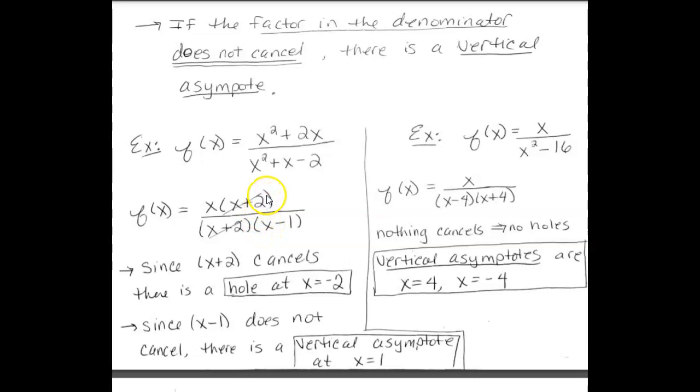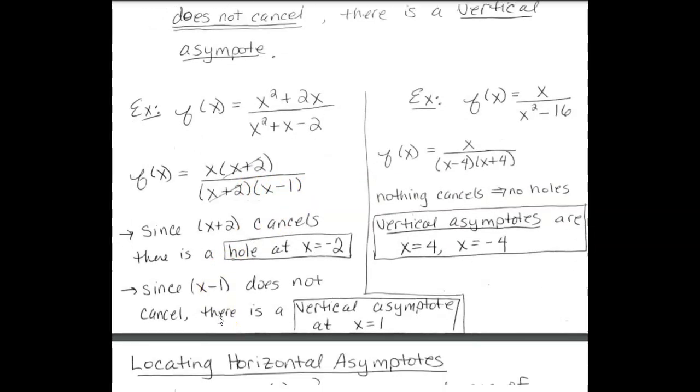So notice when I have both in factored form, the factor x plus 2 cancels out. So since the x plus 2 cancels, if that factor cancels, there's going to be a hole in the graph at the x value that would cause that to be a 0. So there would be a hole at the x value negative 2 because that factor cancels out. However, this x minus 1 does not cancel. So since the x minus 1 factor does not cancel, that means there's a vertical asymptote at the x value that makes this 0. So at x equals 1.